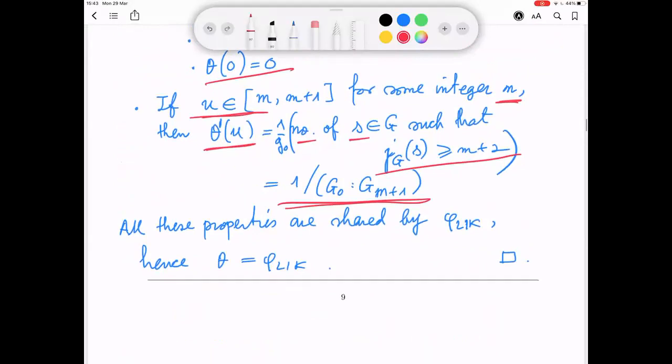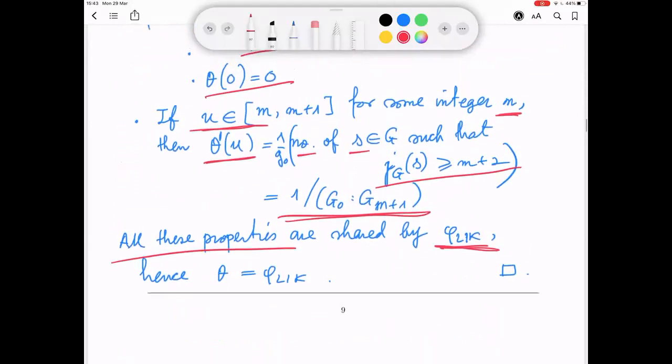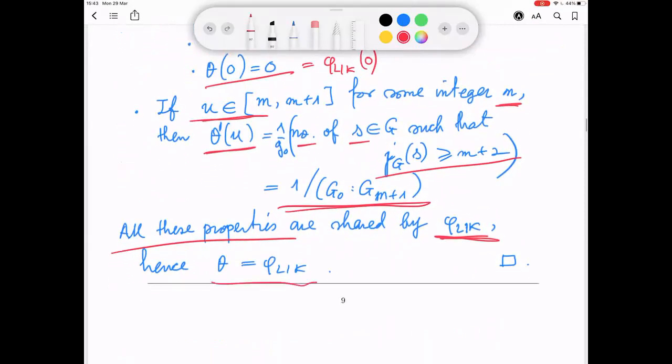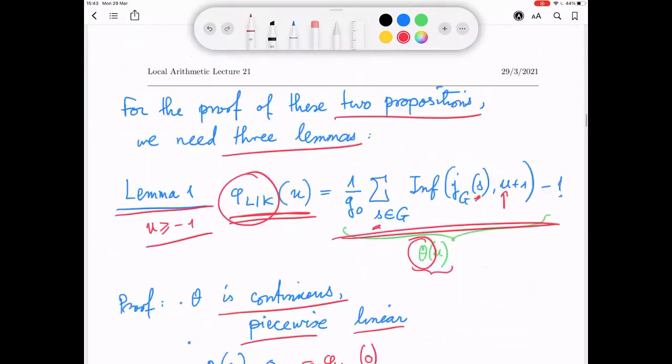Okay, so what? The point is that all these properties are shared by the function phi. If two functions have the same value at 0, and they have the same derivative, then of course these functions have to be equal. And that's what we wanted to prove, that this phi is equal to this theta.